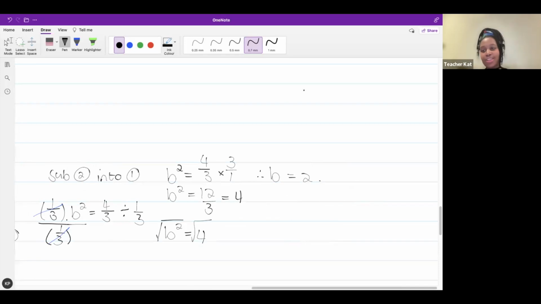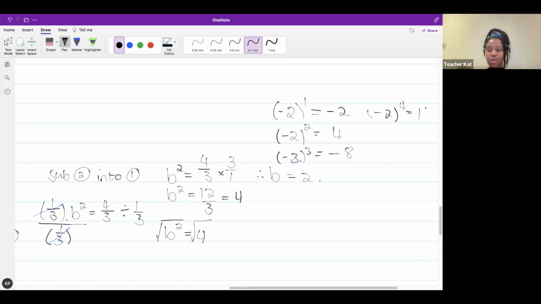Do you know why? Do you think a b that is negative will ever make a graph? Because let's look here. Negative 2 to the power of 1 is negative 2. Negative 2 to the power of 2, what is that? There we go, 4. But then negative 2 to the power of 3, we're back in the negatives. But then negative 2 to the power of 4 is positive.